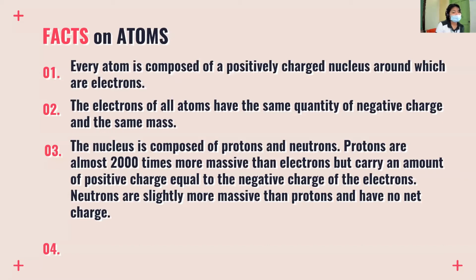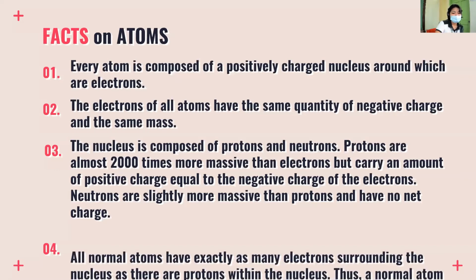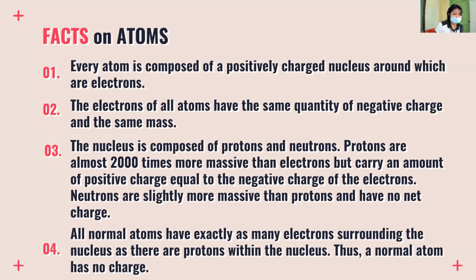But take note that they carry an amount of positive charge equal to the negative charge. Neutrons are slightly more massive than protons and have no net charge. So kung tinanong kayo, sino yung may pinakamabigat dun sa tatlong yun? Ang pinakamabigat ay si neutron. And then number 4, all normal atoms have exactly as many electrons surrounding the nucleus as there are protons within the nucleus. Thus, a normal atom has no charge.